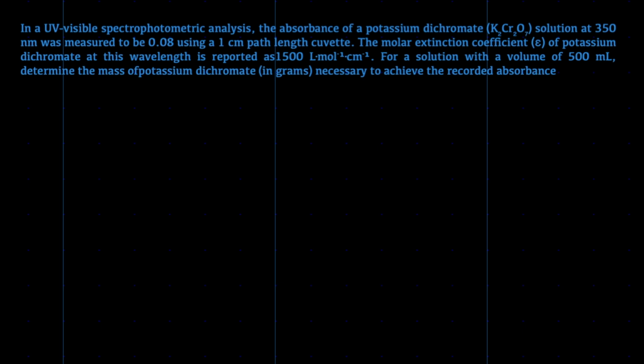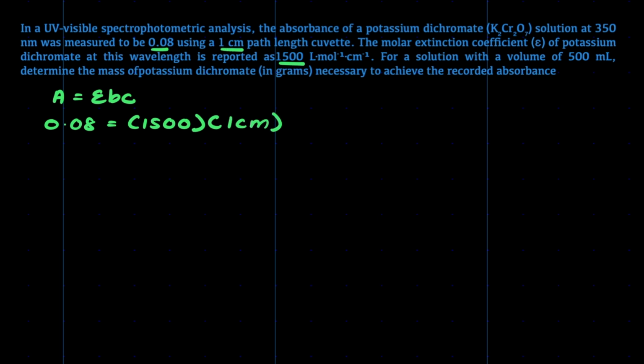For this question, we are going to use the Beer-Lambert law. So the absorbance is equivalent to epsilon b c. The absorbance is given to you in the question, which is 0.08, and the epsilon is 1500. The path length is 1 centimeter, leaving you with the concentration to be determined.